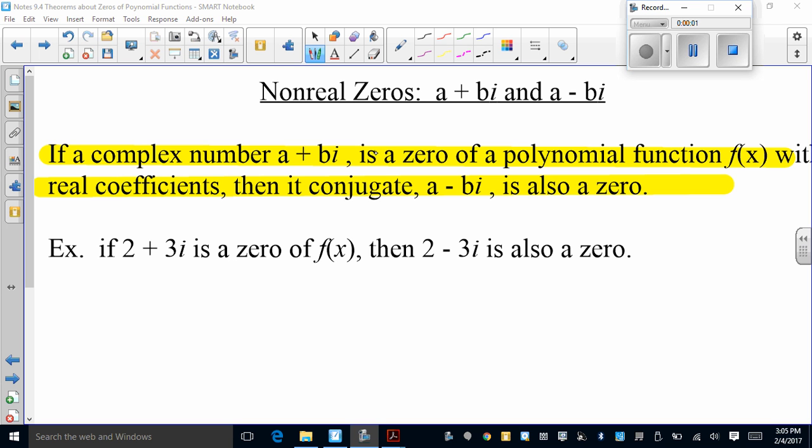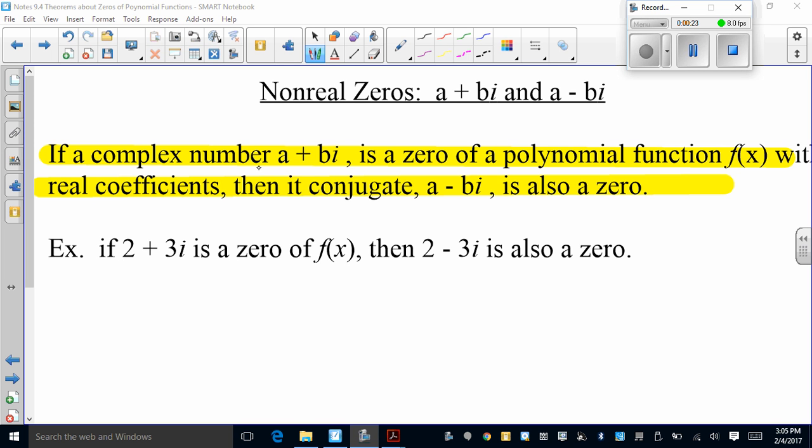Day 2 on the theorems and zeros of polynomial functions. Today we're going to work with imaginary values. So on here it has: if a complex number a plus bi is a zero of a polynomial function f(x) with real coefficients, then its conjugate a minus bi is also a zero.